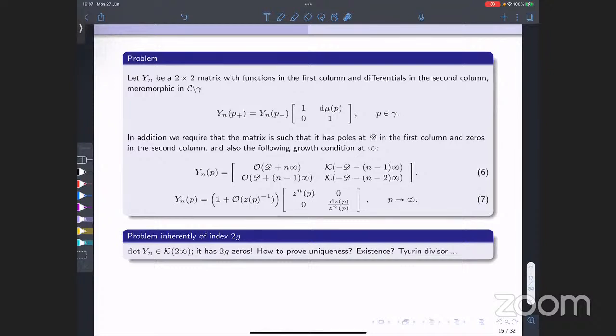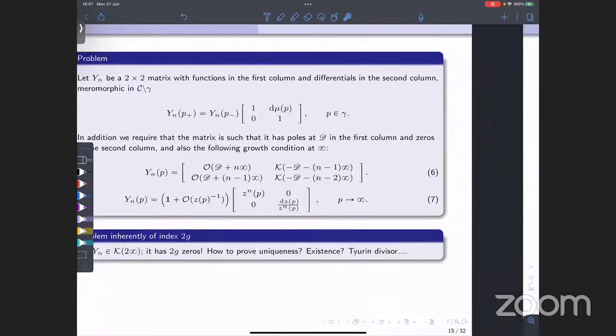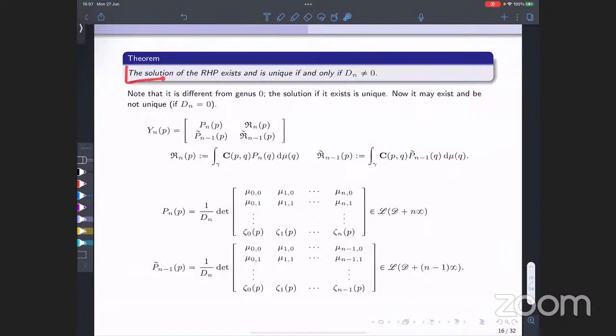But now I'm trying to talk to people that are not familiar with this notion of Turing data. And so I'll give a description which is entirely self-contained and does not rely on anything else but the moments. And here is how it works. The solution of the Riemann-Hilbert problem exists and is unique if and only if that determinant, remember this, the n by n determinant of the matrix of moments, is non-zero. Now, it's not the same theorem as in genus zero.